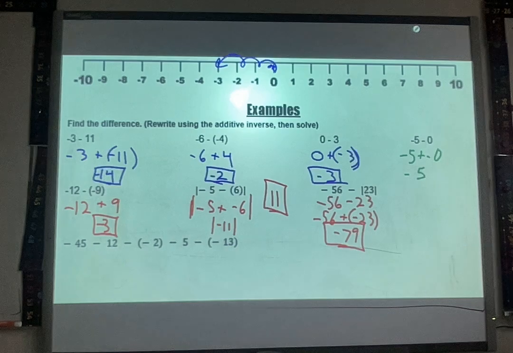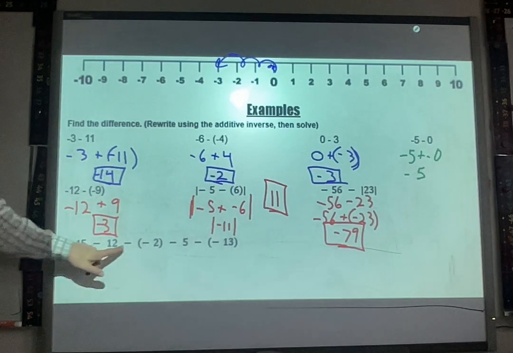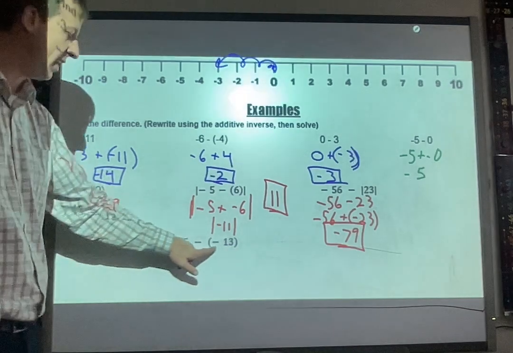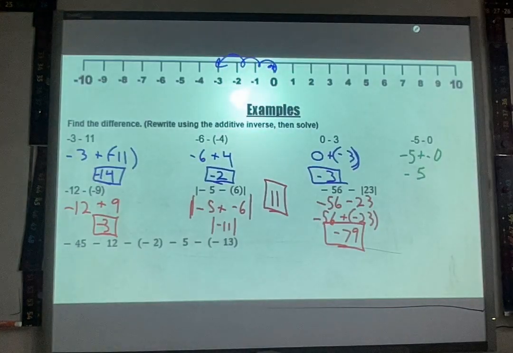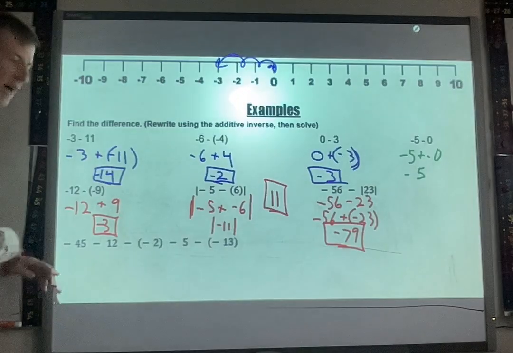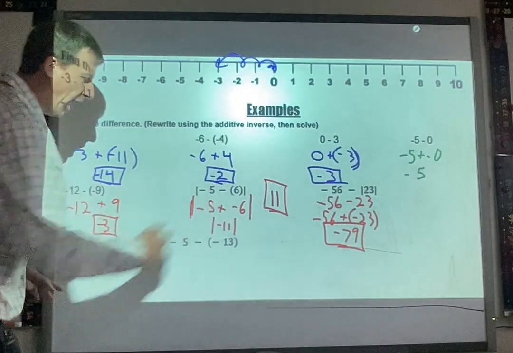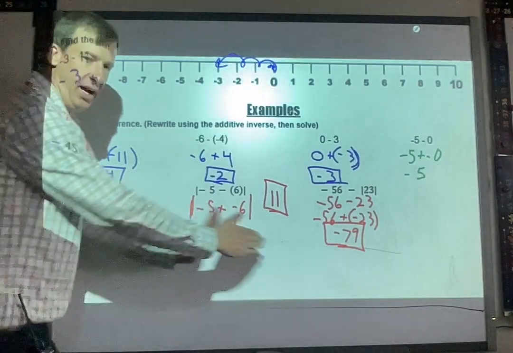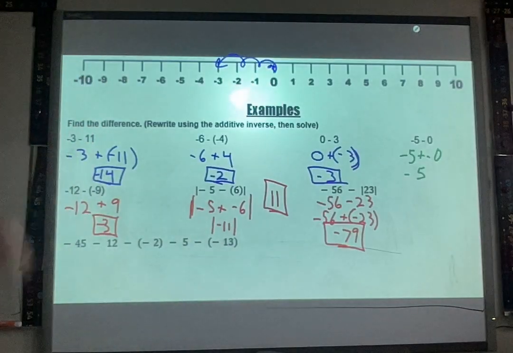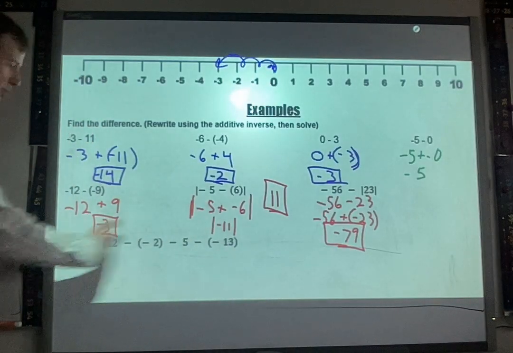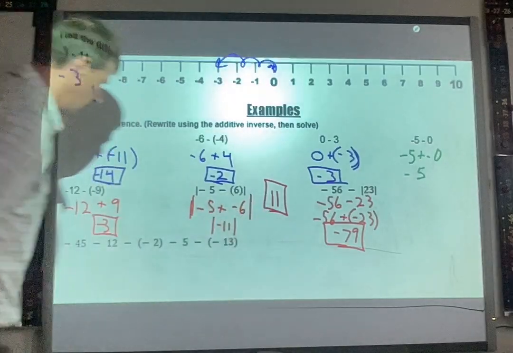All right, last problem. Negative 45 minus 12 minus negative 2 minus 5 minus negative 13. That sure does look like a doozy, right? There's a couple different ways we could go about this, but when we have addition and subtraction throughout the whole problem, we just work left to right, right? In PEMDAS, we do parentheses first. Can't do anything with the parentheses. There's no exponents. But eventually, when it's all subtraction and addition, we just work left to right.